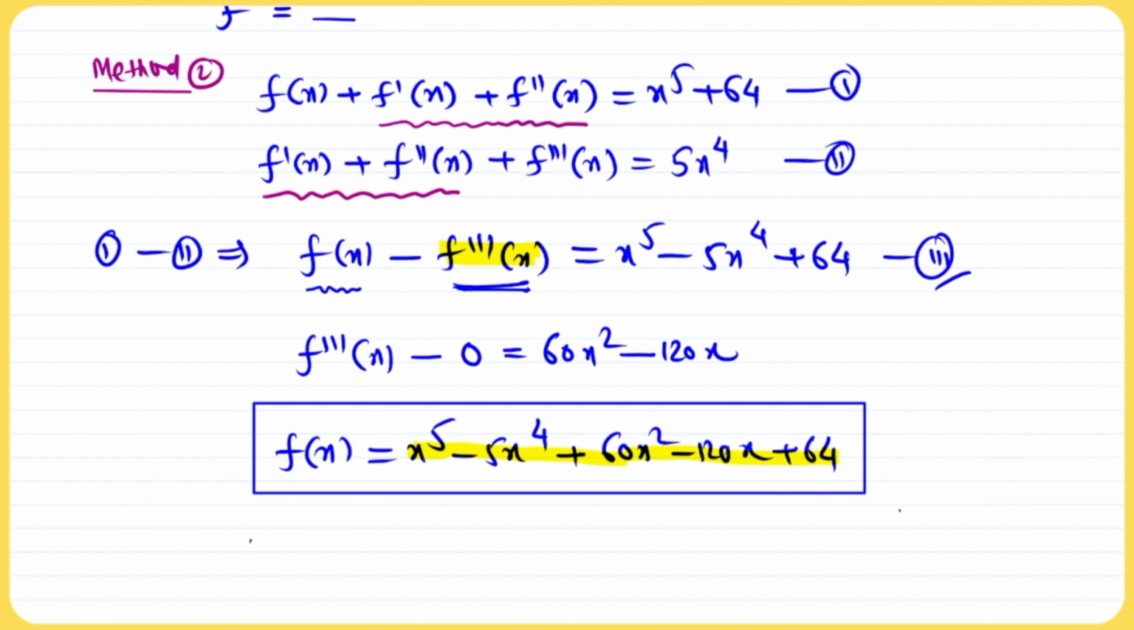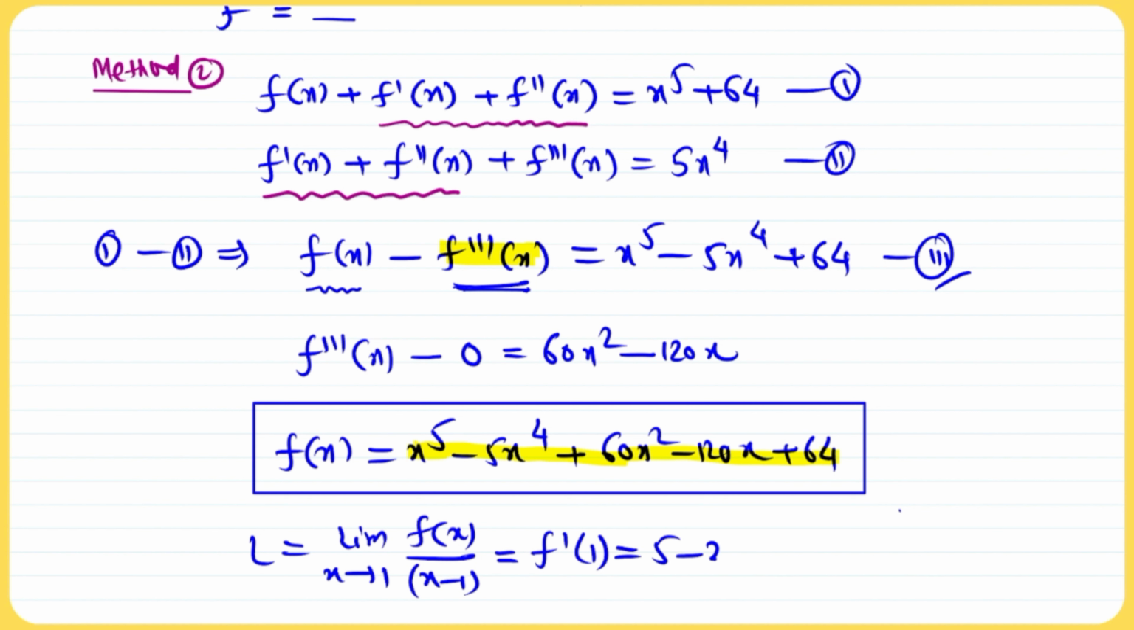And now we have to find that limit x tending to 1, f(x) divided by x minus 1. So as you can see that at 1 the denominator will be 0 and the numerator will be also 0, right? 60 plus 64 plus 1, so 125 minus 125, that will be 0. So therefore we can apply L'Hopital's rule. Using L'Hopital's rule, the limit will be f dash 1 and f dash 1 will be 5 minus 5 into 4, 20, plus 120 minus 120. These two will cancel. So 5 minus 20, that is nothing but minus 15, right?